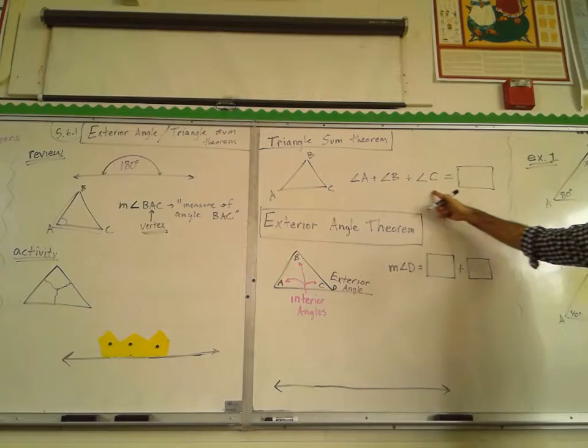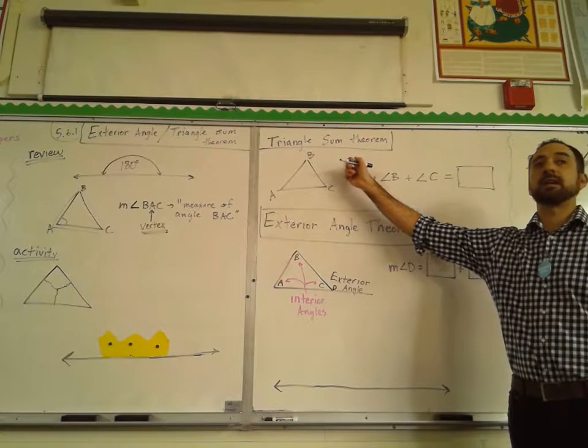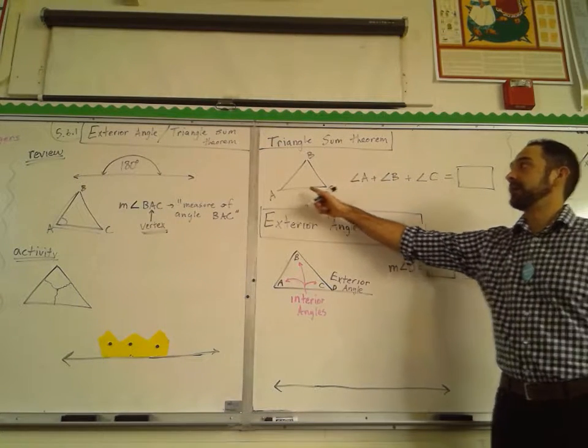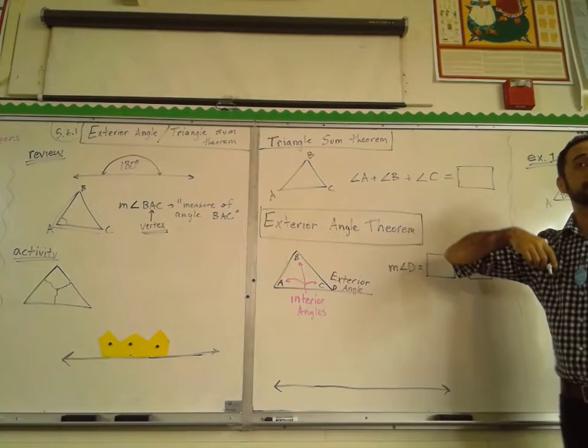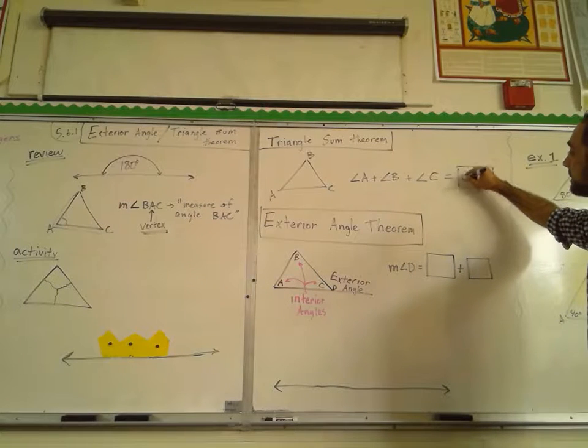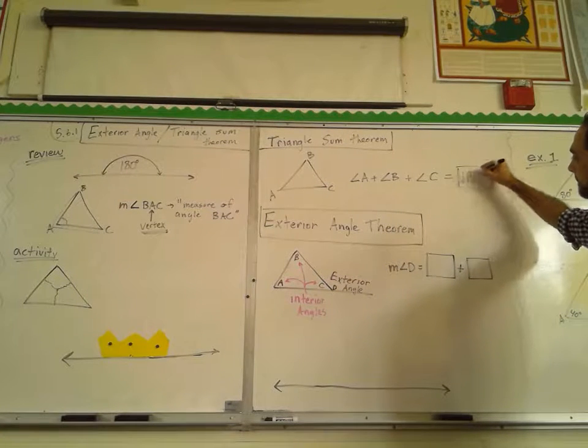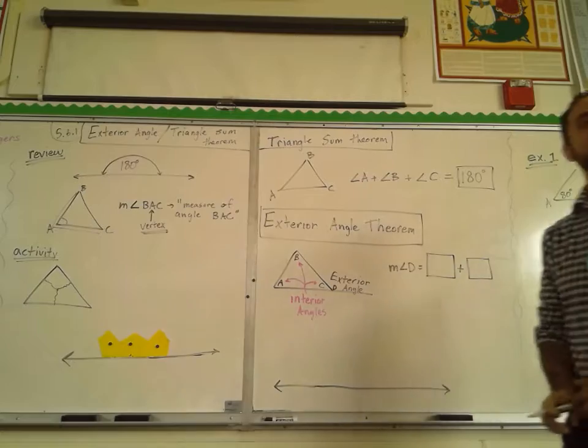So, what did we just discover? The triangle sum theorem. Angle A plus angle B plus angle C equals what? 180 degrees. All right, fill it in. That actually, I thought was a pretty good way to teach that. You guys get that? Now did it work? It worked, right? It worked.